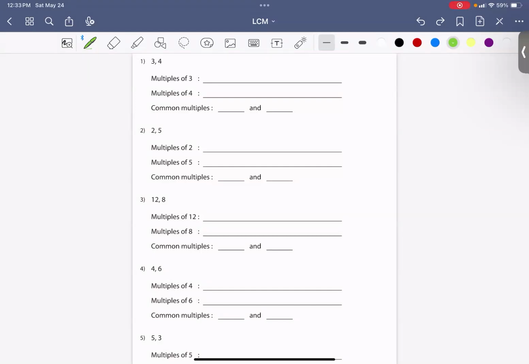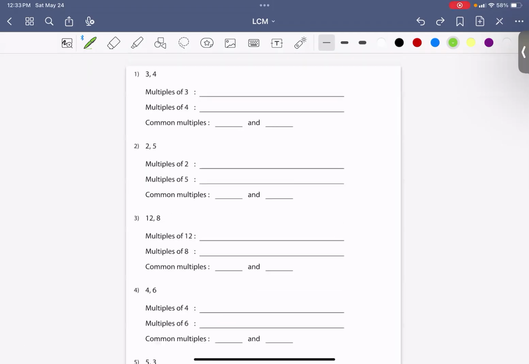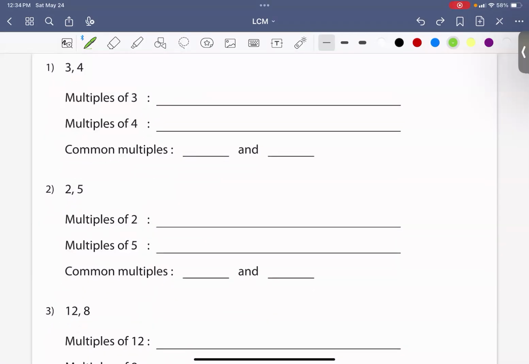Today I'm going to show you how to find the least common multiple, or LCM. This is helpful when you are adding fractions. Let's say the fraction you're adding is 1/3 plus 1/4. The denominators are not the same, so we need to find a common denominator. And the way we do this is by finding the least common multiple.